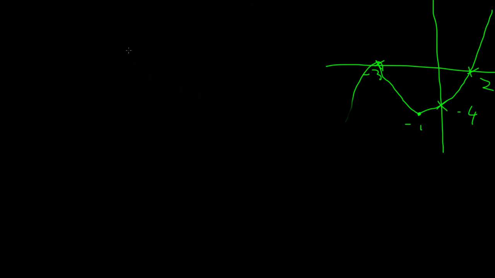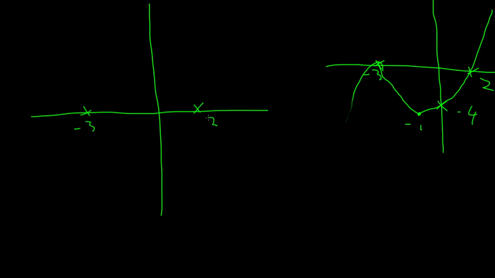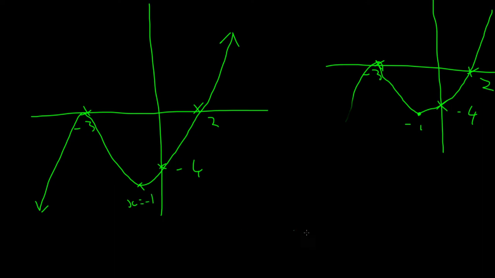Alright, so this is what the final graph looks like. We've got minus 3, 2, minus 4, and down here, x equals 1. So we'll start from here, turns at minus 1, comes back up, touches that, and goes back down. So there you go. That is the answer to question 5.